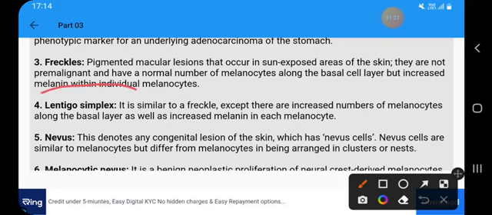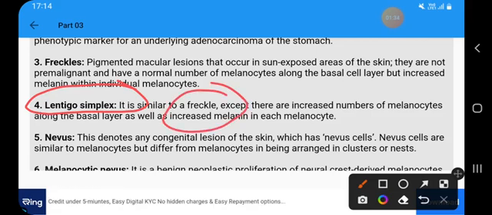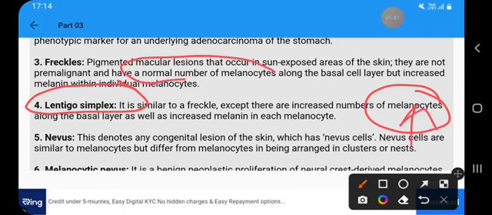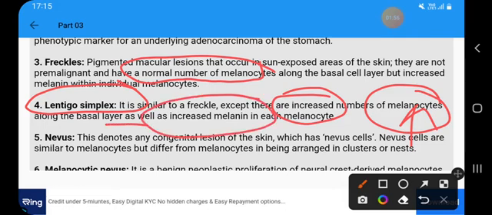Then there is lentigo simplex. It is similar to the freckle, except there is an increased number of melanocytes. In freckles the number of melanocytes is normal, but in lentigo simplex the number of melanocytes is increased along the basal layer. Also, there is increased melanin in each melanocyte.